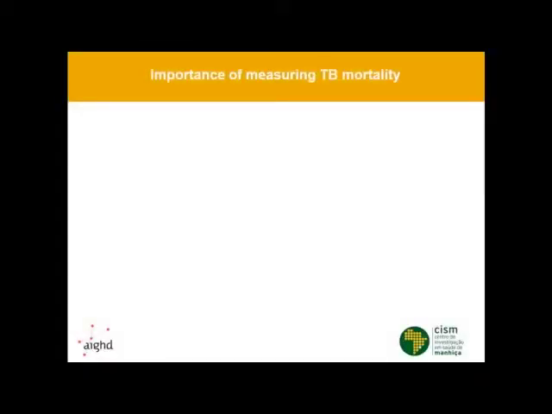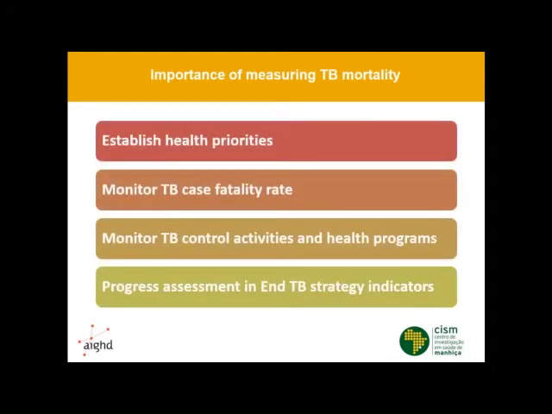So, why is it important to measure TB mortality? It's important for establishing health priorities. It's important to know where tuberculosis ranks among the health concerns for a given country. It's important to monitor the TB case fatality rate, and to monitor TB control activities and health programs that want to impact on mortality. On a global scale, it is also important for the assessment of the End TB main indicators. As you know, the trends in mortality is one of those critical indicators.